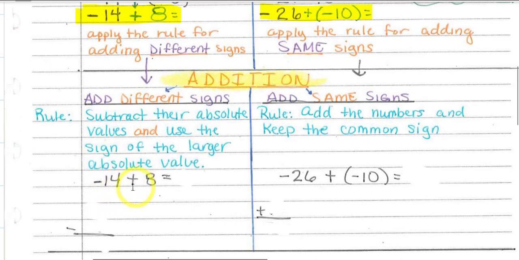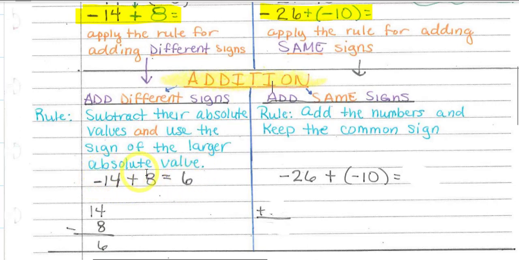So let's see here. We're using this algorithm, I'm going to subtract their absolute values, which means I'm not going to consider any positive or negatives. I'm just going to look at the two numbers like we did in elementary school. 14 minus 8 would be my subtraction. And that's going to give me 6. So my answer is going to be a 6.